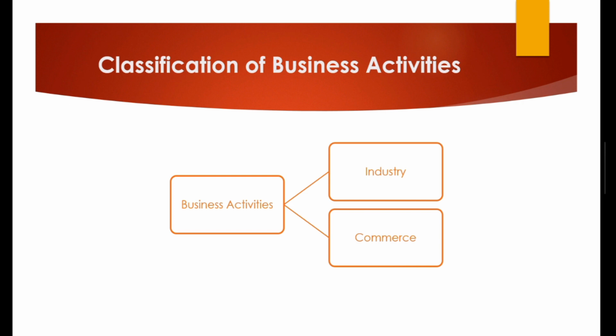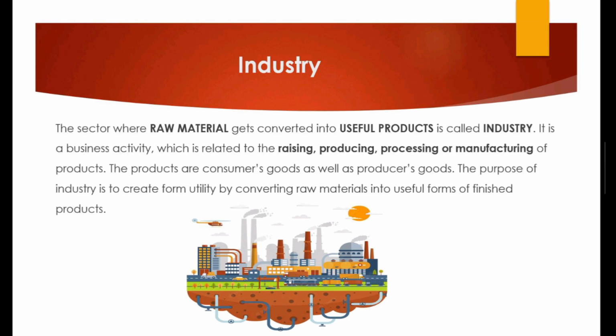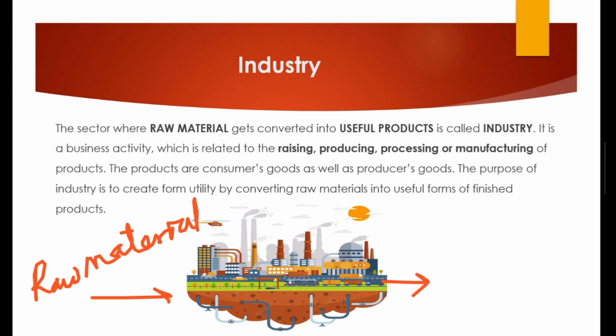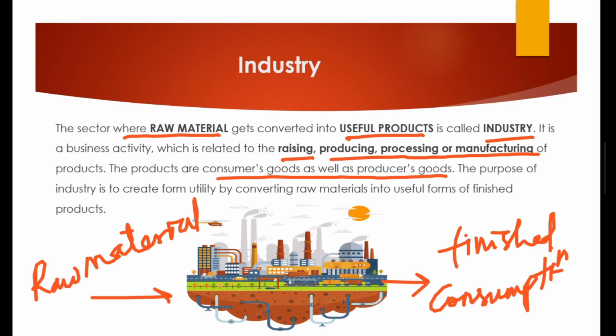Let us study industry first. Industry helps in converting raw materials into finished goods, which are ready for consumption. The sector where raw materials get converted into useful products is known as industry. It is a basic activity related to raising, producing, processing or manufacturing of products. The products are consumer goods as well as producers goods.